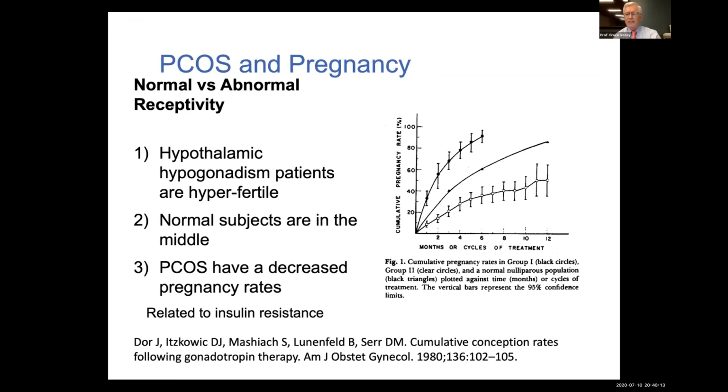The middle line are normal patients trying to get pregnant, and the bottom line are PCOS patients. One can suggest that the PCOS patients in the lower curve may have endocrine problems that account for this, but we also reported that PCOS patients are much more likely to have endometriosis because of their heavy menses and the lack of progesterone.